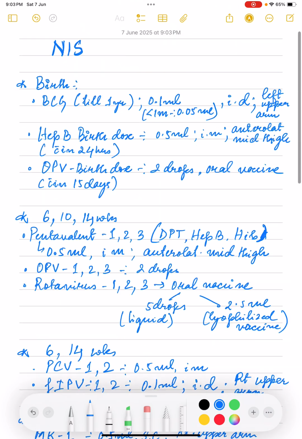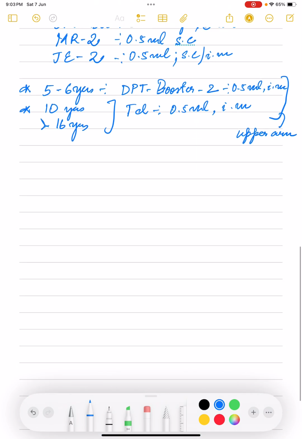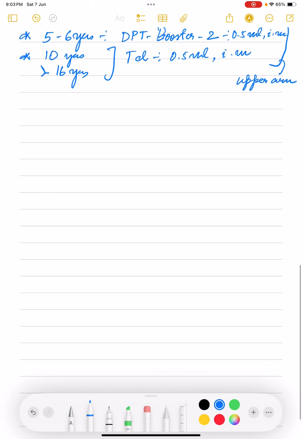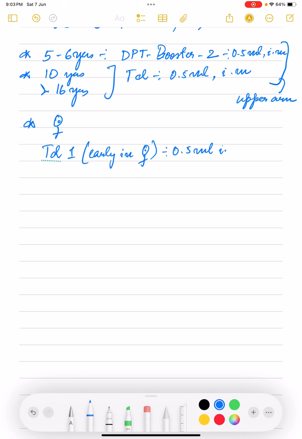Now this is for children. Now the NIS schedule also has another aspect, that is the tetanus vaccine, or TD vaccine, in pregnancy. I'll mention that here as well. So in a pregnant female, we give TD1 early in pregnancy. The dose is the same, 0.5 ml IM in the upper arm. 4 weeks later, we give TD2.